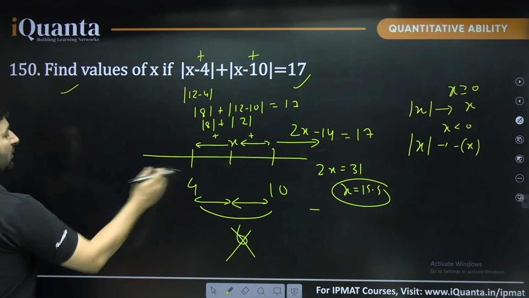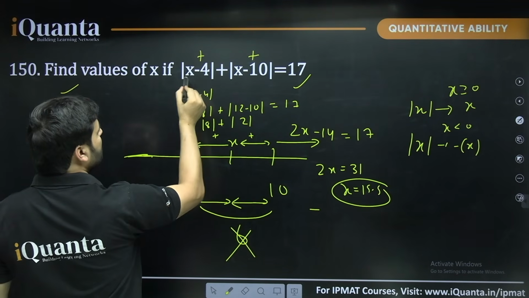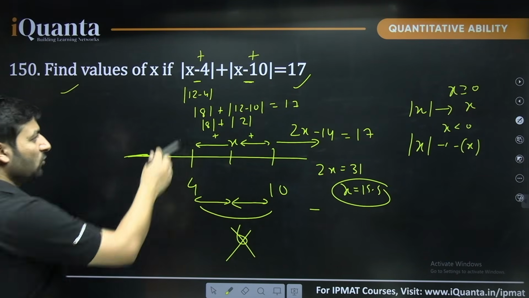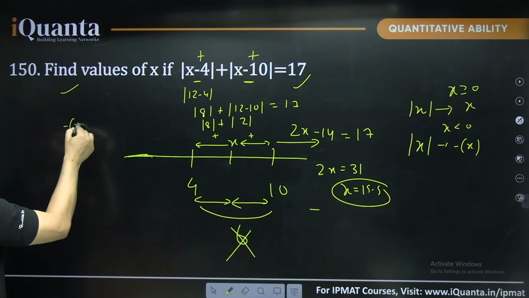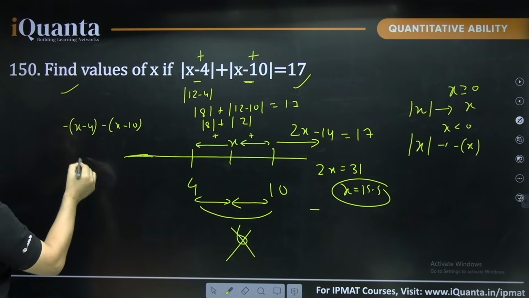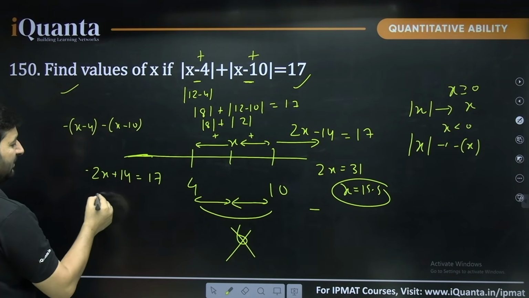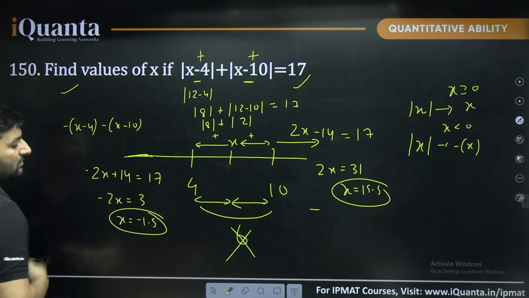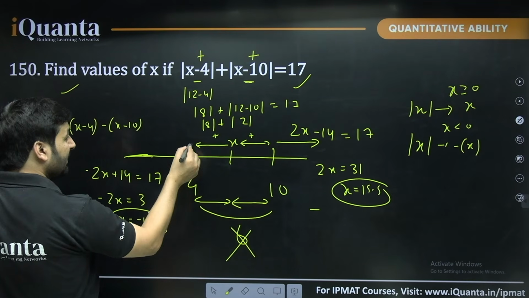Okay. If you go below 4, that means put any value of x which is below 4, say 0. If you put 0 here, 0 minus 4 is negative inside modulus, and 0 minus 10 is negative inside modulus. If you have a negative quantity inside modulus, it opens with negative. So, this opens as minus (x minus 4) and minus (x minus 10). So, what happens here? We get minus 2x plus 14. The sum of distances should be equal to 17. What will we get? Minus 2x equals 3, so x will be minus 1.5.